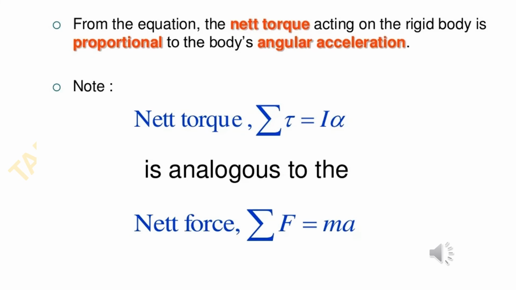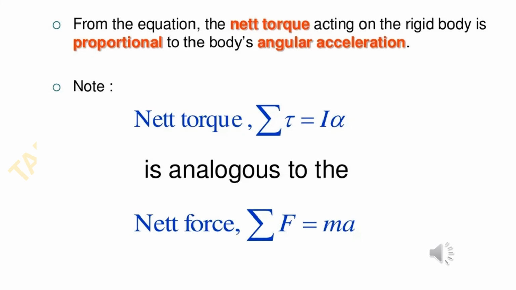From the equation, the net torque acting on the rigid body is proportional to the body's angular acceleration. So we can note that the net torque summation tau equals I alpha is analogous to the net force summation F equals ma, that is Newton's second law. It means that F is the linear force and tau is the rotational force. M is the linear mass and I is the rotational mass, the inertia, and a is the linear acceleration and alpha is the angular acceleration, but the two equations are analogous to each other.